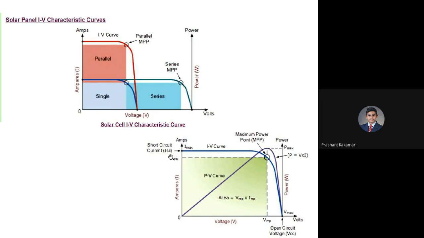If one wants to find just the power or the maximum power available from the cell, one can use this product, that is short circuit current into open circuit voltage. By that, one can find out the power available or the maximum power available from the cell. If it is the maximum power point, you can multiply maximum voltage and maximum current.